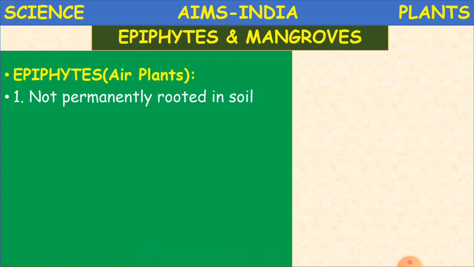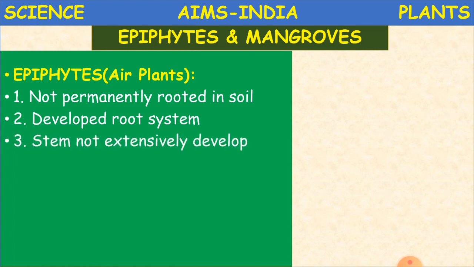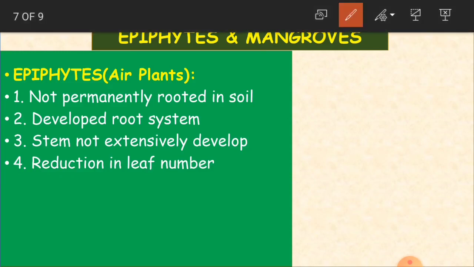Now what about epiphytes and mangroves? Epiphytes are nothing but air plants which live in the air. How are they featured? The first thing is they are not permanently rooted in soil. They don't have roots in the soil. They have roots, but they grow on other plants, on other trees. That is why they are not rooted in the soil.